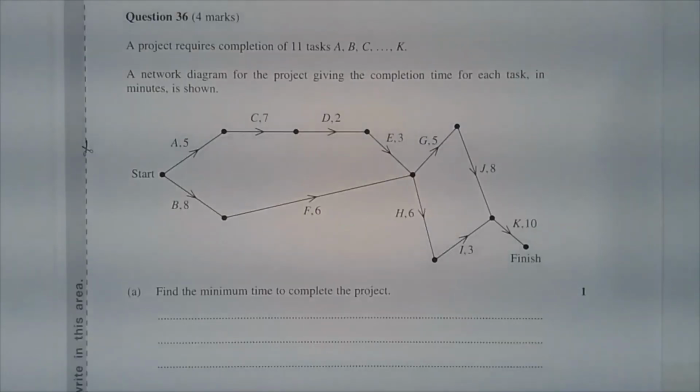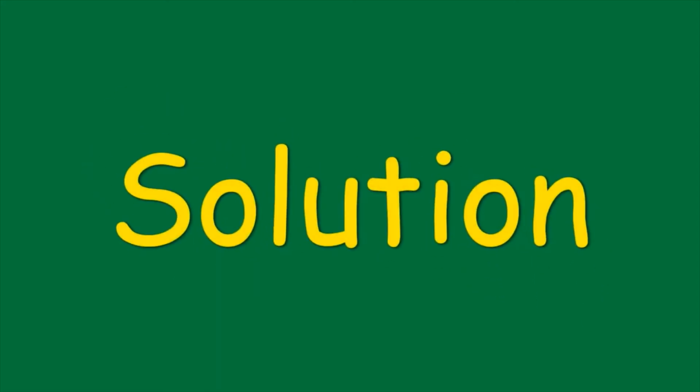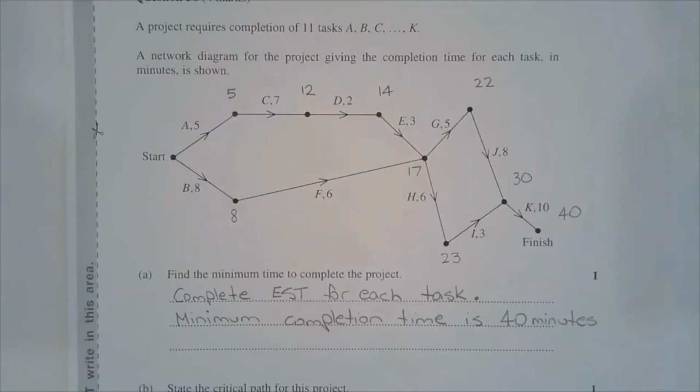Question 36. A project requires completion of 11 tasks, A, B, C, through to K. A network diagram for the project giving the completion time for each task in minutes is shown. Part A. Find the minimum time to complete the project. The minimum time to complete the project is found by completing the earliest start time, or EST, for each task.